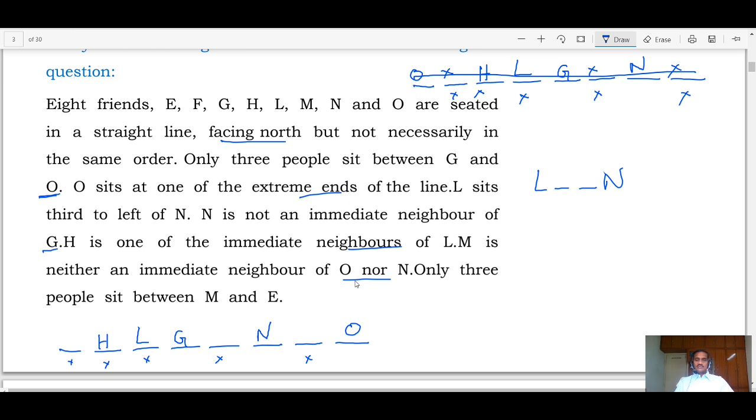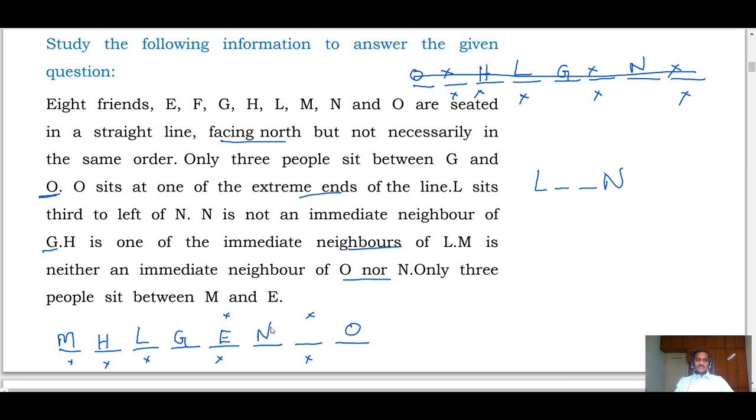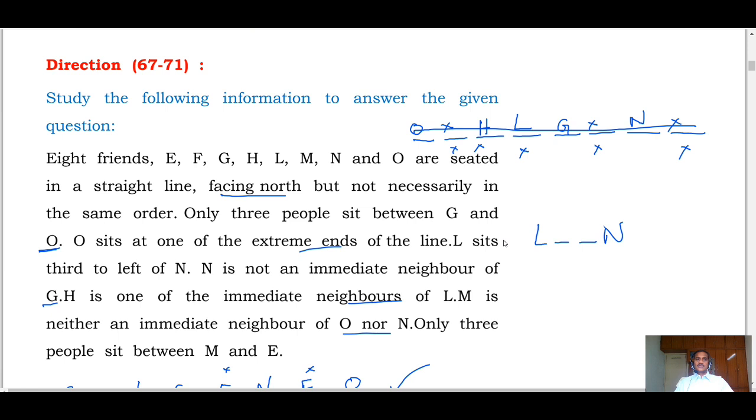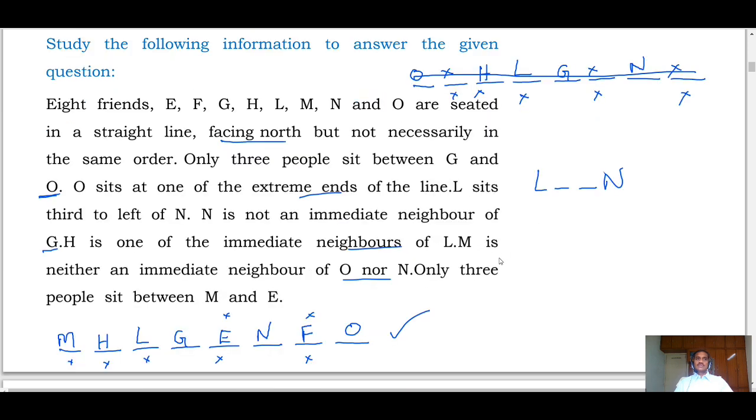M is neither an immediate neighbor of O nor N. M cannot be here, M cannot be here, hence M must be at this place. And only three people between M and E, so E must be at this place. If E is here, the other person left over is F, so F must be at this place. M, H, L, G, E, N, F, O is the order in which these 8 persons are seated in a row, facing towards north. And this is about question number 67 to 71.